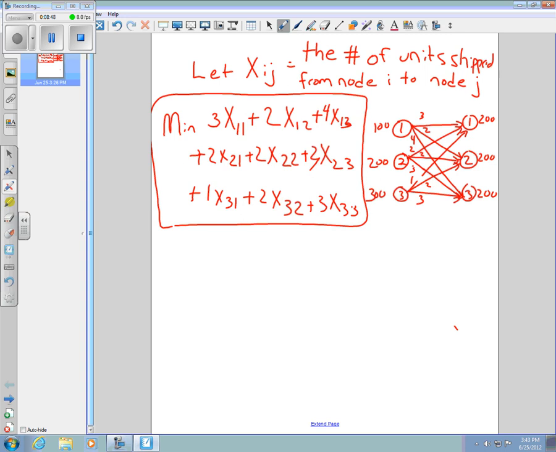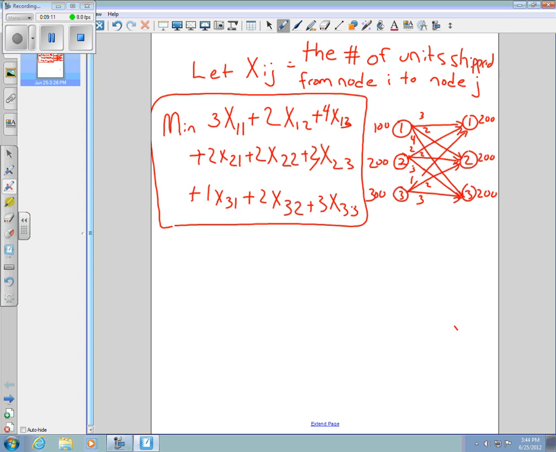And you see I have 9 decision variables, and I want to figure out what's the optimal amount to ship for each of these potential scenarios, each of these 9 decision variables. Now I've got those 6 constraints. You're going to see they're relatively easy once you understand the decision variables meaning. Again, Xij is the number of units shipped from node i to node j.